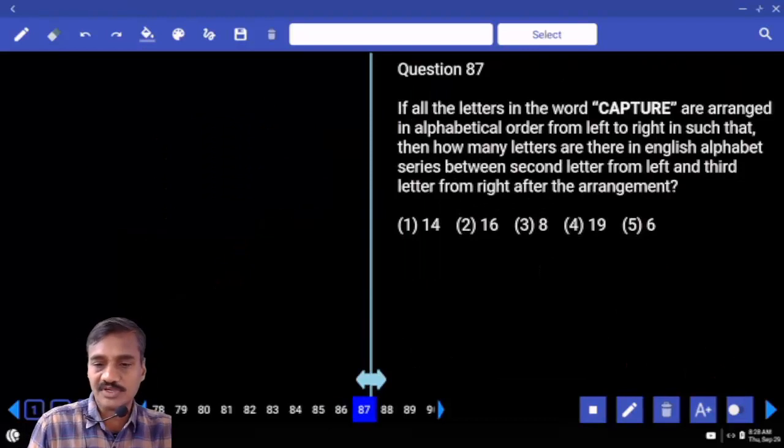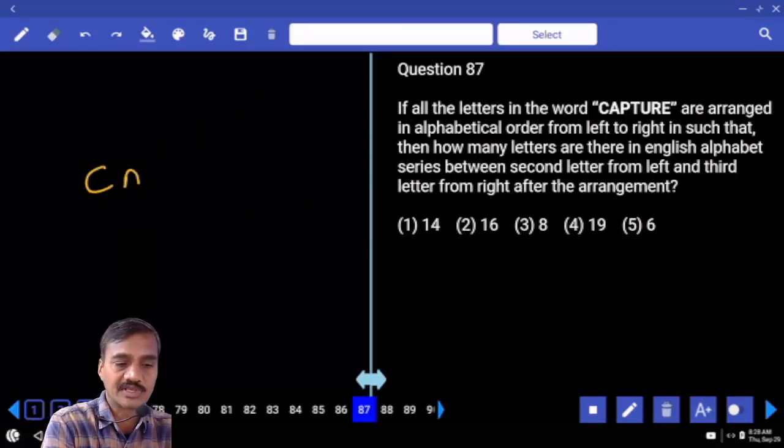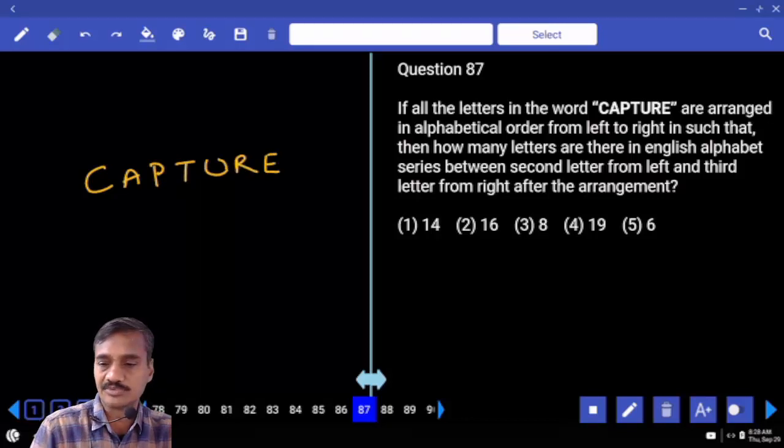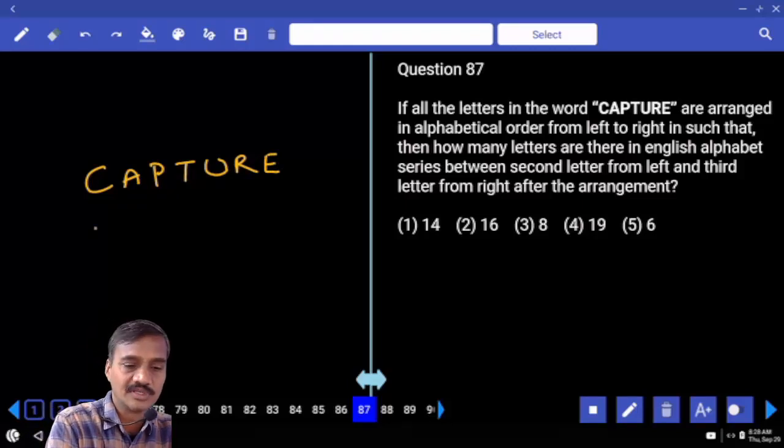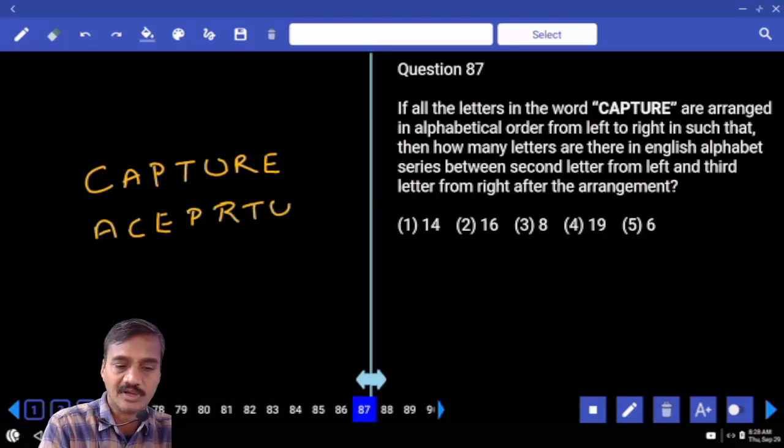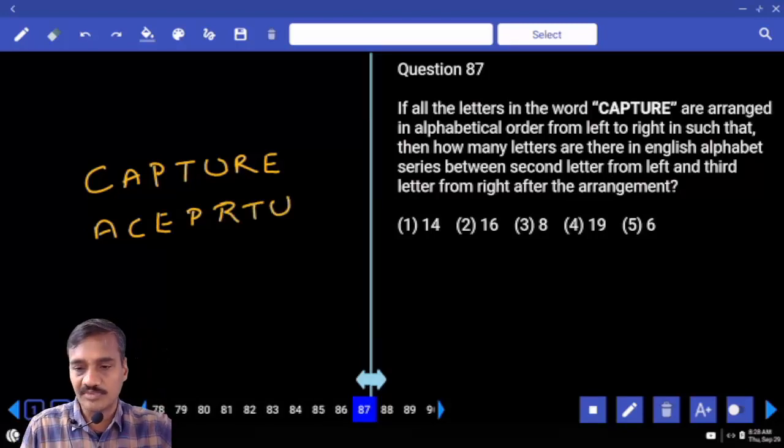Then coming to this one, 87. What is the word we have? Capture. C-A-P-T-U-R-E. And in this capture, all the letters in the word are arranged in alphabetical order from left to right. That means A, C, E, P, R, T and U.